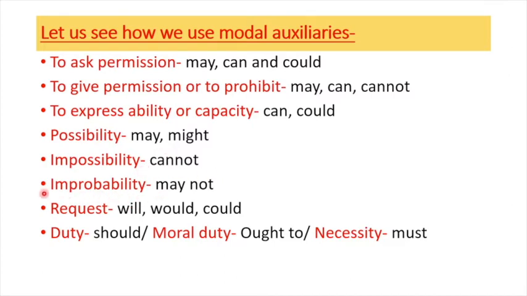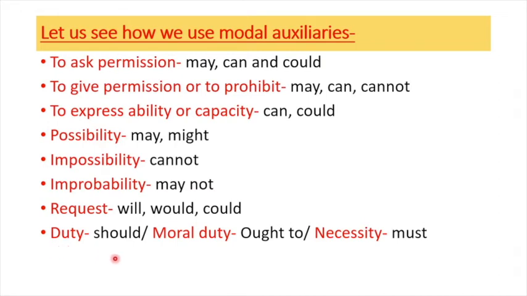Improbability. Improbability means probably this is not so, but probably this may be so. May not. She may not be at home. This is just our guess. Impossibility means it is for certain, and improbability means it is just our guess. Now to request, we use will, would, and could. Will is less formal, would is more formal, and could is hesitant and polite.